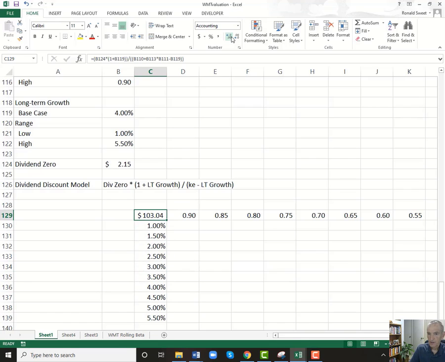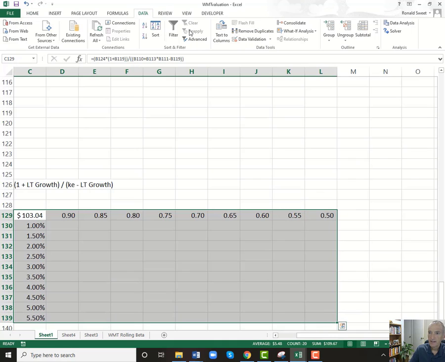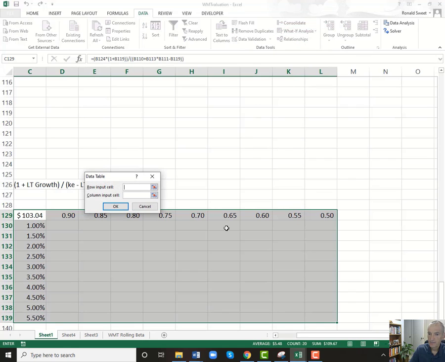And we'll raise that 0.5% all the way up to our high, which is 5.5%. And then what we're going to do is we're going to change these numbers so that we can run scenarios. So what you want to do is you want to highlight this entire area and then do data, what if analysis, data tables. So data, what if analysis, data table.